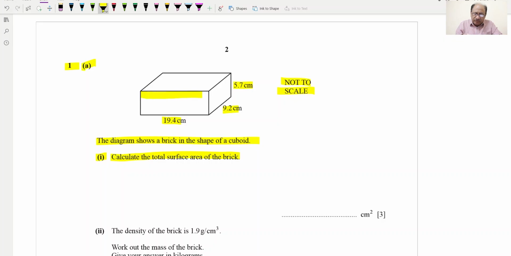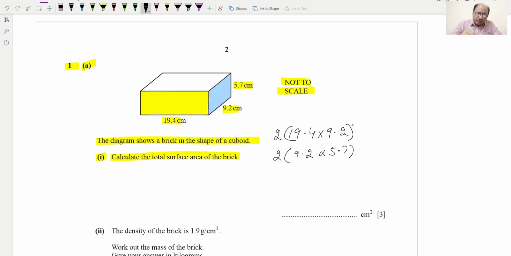Surface area we can check for different sides. This side will be surface area of this side, and the opposite side will be 19.4 multiplied by 9.2, and this will be multiplied by 2 because the opposite side we are also considering. The second side will be this one and the opposite side. So dimensions of these also we can write. It will be 2 into 9.2 into 5.7, and this will be two sides.